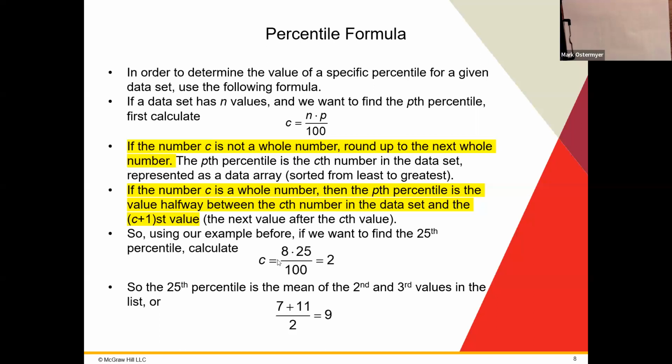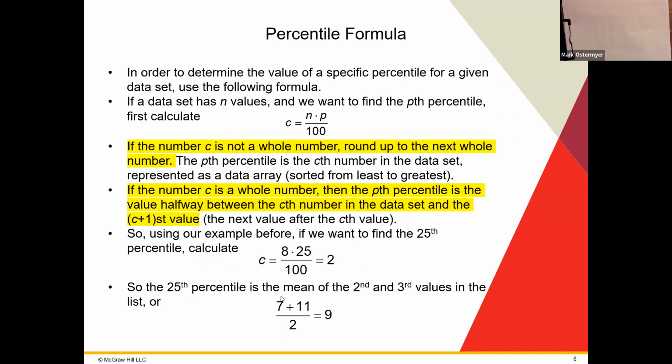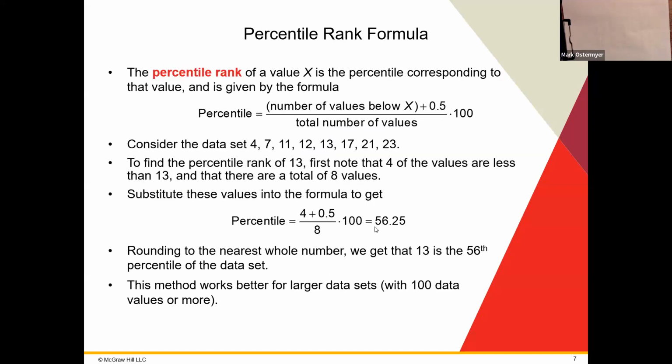There's 8, correct? So we take 8 times our desired percentile value, which is 25, divide that by 100, and we get 2. Since C is a whole number, the 25th percentile will literally be the mean of the second and the 2 plus 1th, or the third, value in the data set. So the 25th percentile is going to be the average of the second and the third observation in this data set. The second observation being 7, the third observation being 11. So the 25th percentile is the average of 7 and 11, which gives us 9. 9 would be the 25th percentile for this data set.